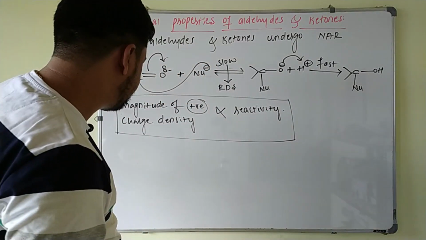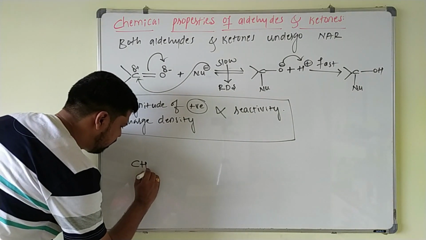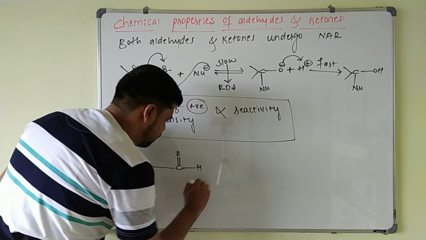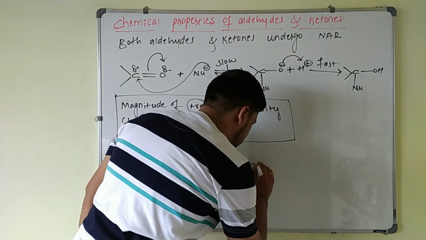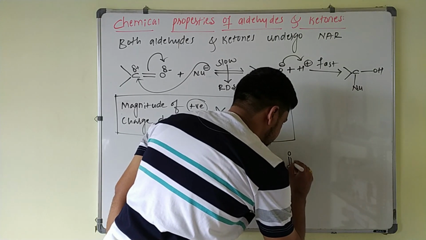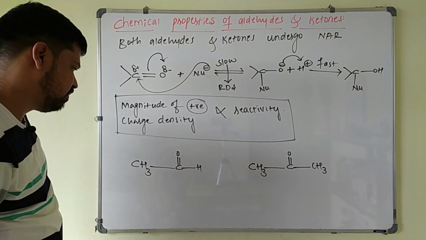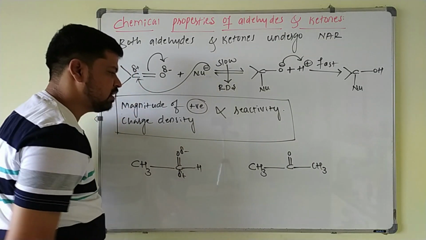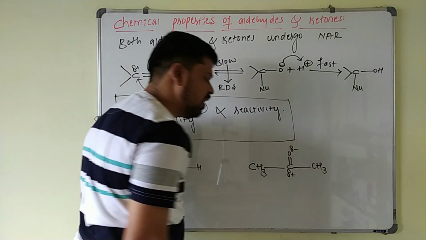Now we will compare the reactivity of aldehydes and ketones. For example, if I take one aldehyde, in case of aldehyde, one alkyl group is present and one hydrogen is present. If you go for a ketone, in case of ketone, this carbonyl carbon is connected to two alkyl groups here. Already we know that this carbonyl carbon is partial positive, oxygen is partial negative. Here also same thing, partial positive, and this is partial negative.